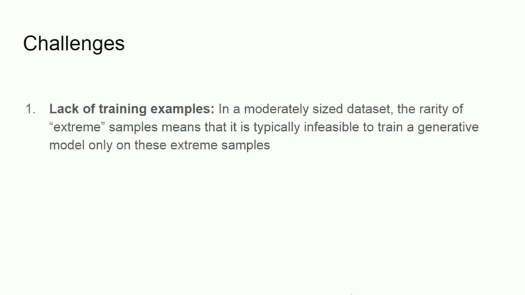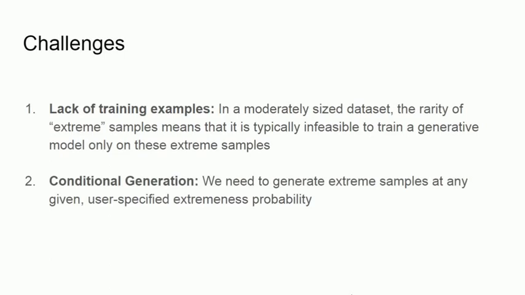The first challenge that we face is the lack of training examples. In any moderately sized dataset, the rarity of extreme samples would mean that it is typically infeasible to train a generative model like GANs only on these extreme samples. The second challenge is conditional generation. That is, we need to be able to generate extreme samples at any given user-specified extremeness probability.